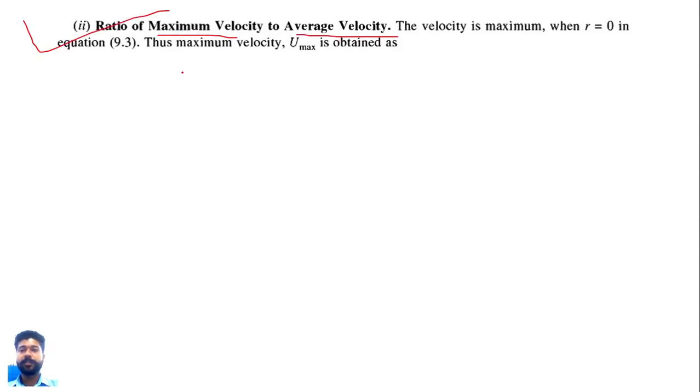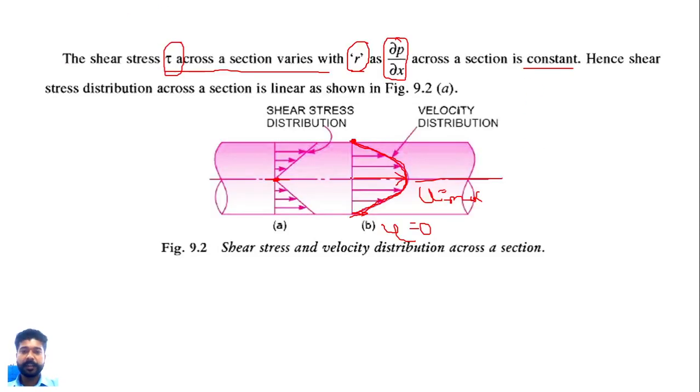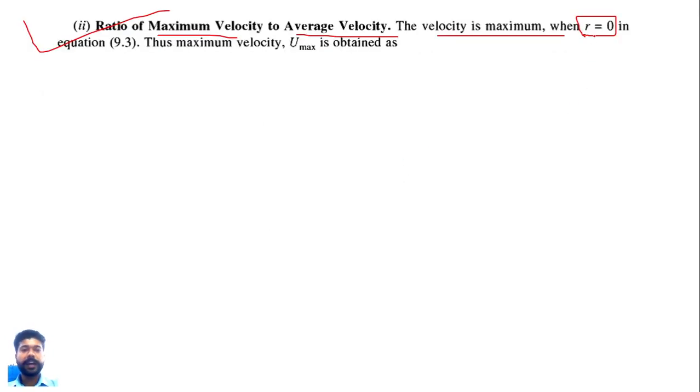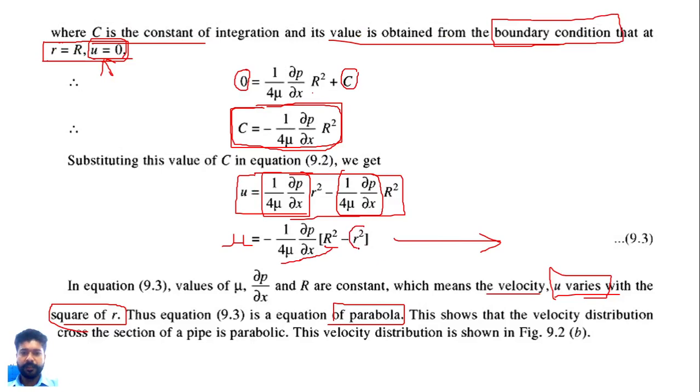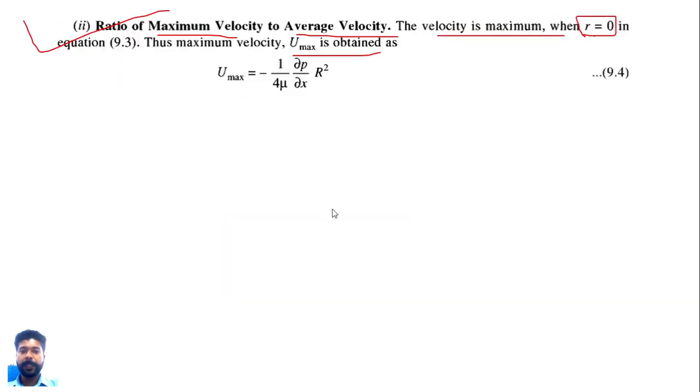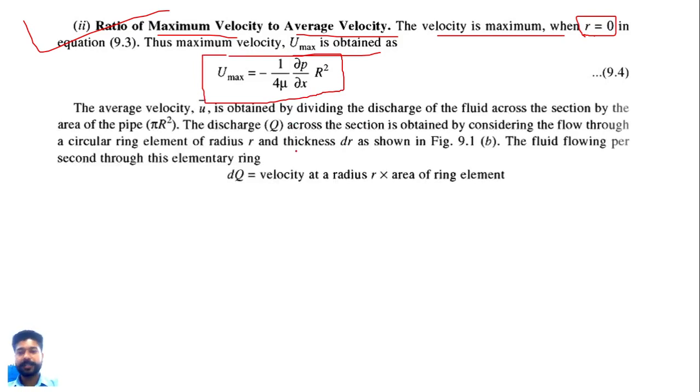Next, the second term that we need to find: the velocity is maximum, as we know, when small r is 0. It means that in this diagram, when r is 0 at the center line, the velocity is maximum. You can see that in this equation. So when r is 0 in that equation, umax is obtained. So from this previous equation, the remaining terms give the maximum velocity. So here umax equals 1 upon 4 mu del p upon del x R square.